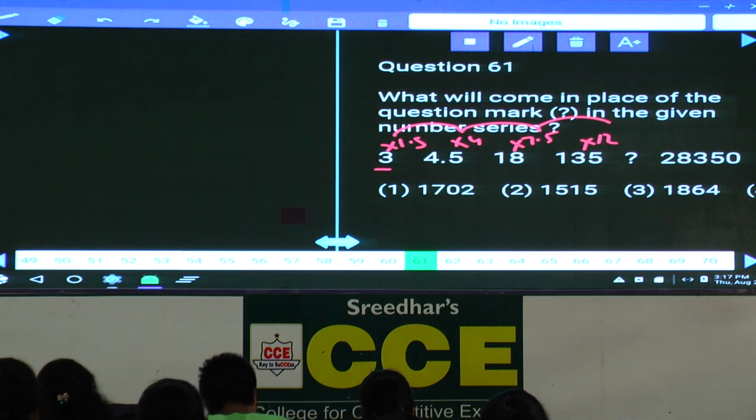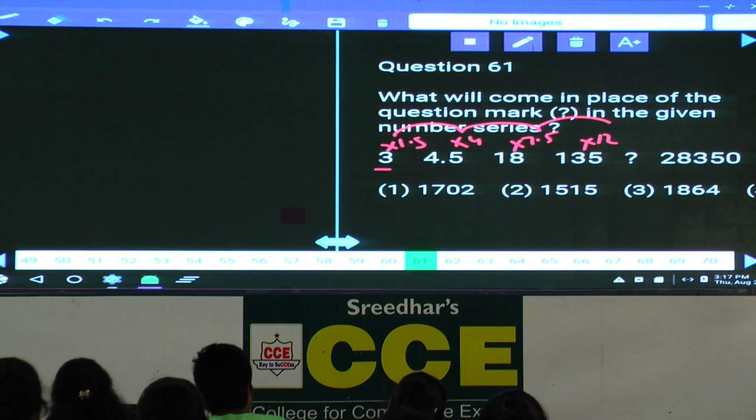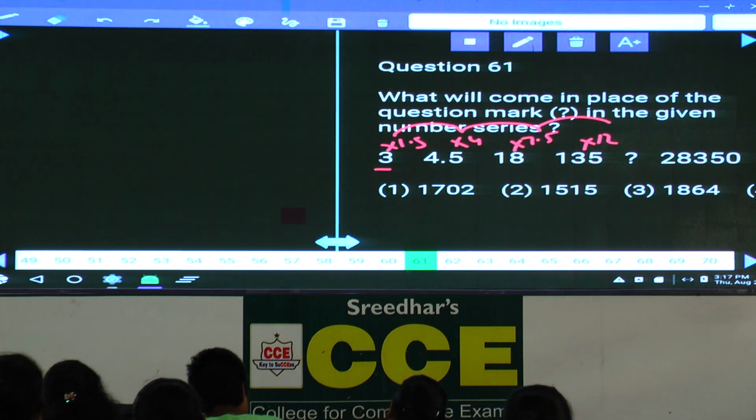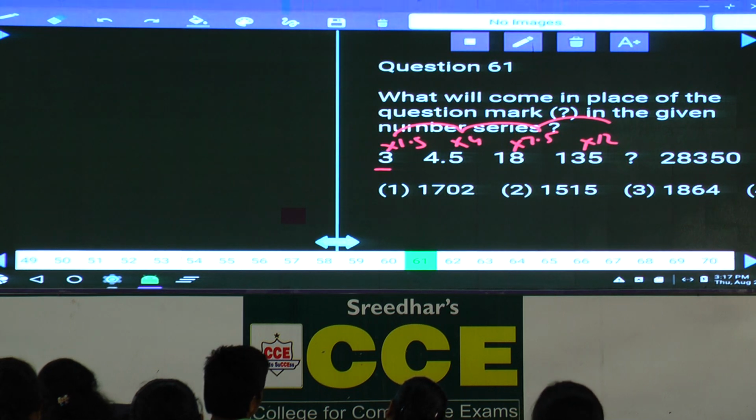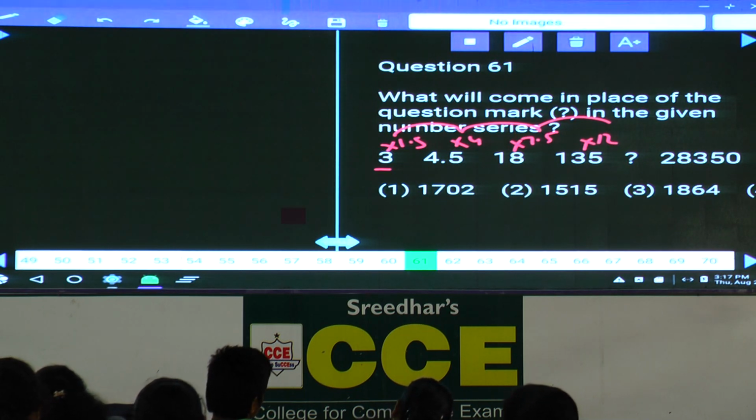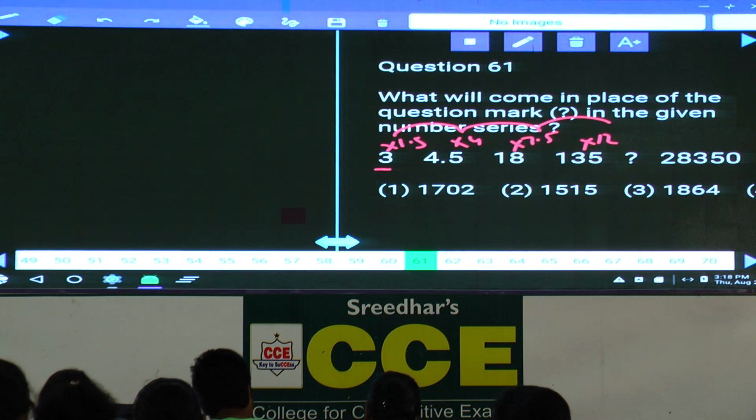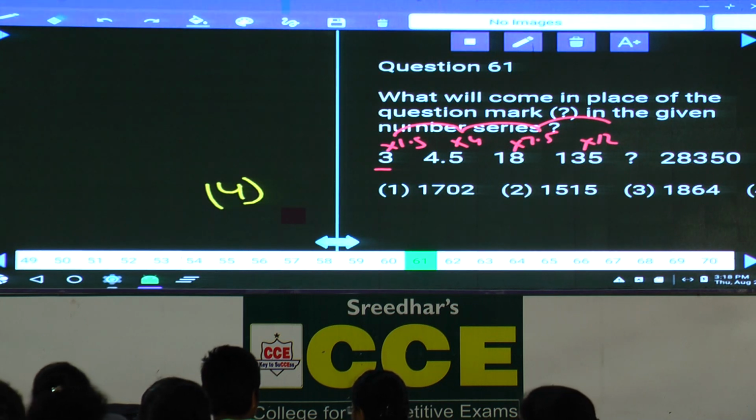There are two choices with the zeros. Choice 4 and choice 5. Between these two, what is your answer? Choice 4. Why choice 4? 135 into 10 is how much? 1350. And 2 more is added. That means 270 will be added. That means it will be around some 1600. And the choice 5 is 1980. Hence choice 4 is the answer. And it is not necessary for you to work this one out completely. Isn't it? You can go from the choices, mostly.